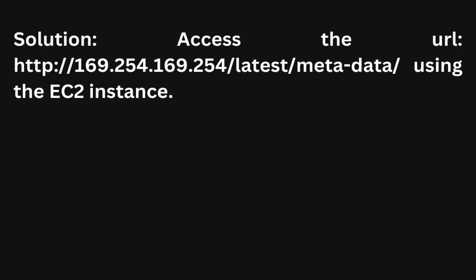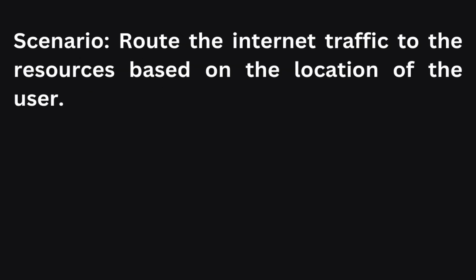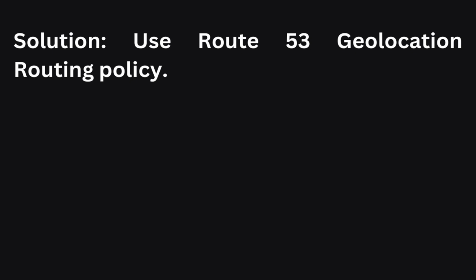Go check that out. In the next scenario, you need to route internet traffic to resources based on the location of the users. How can you do this? The best solution to route internet traffic based on user location is to use the Route 53 geolocation routing policy. This policy allows you to direct users to specific resources based on their geographic location, providing a localized experience.